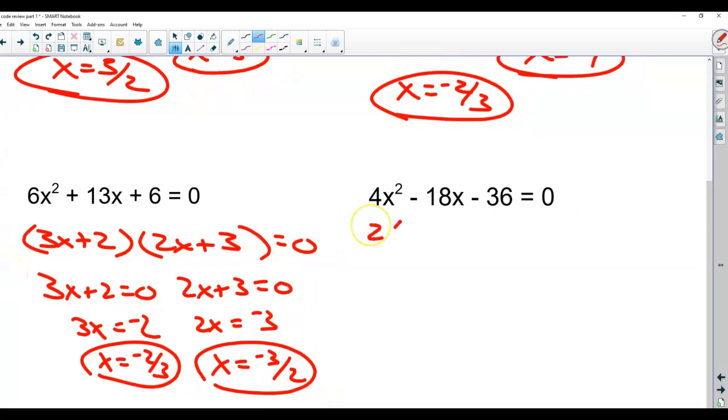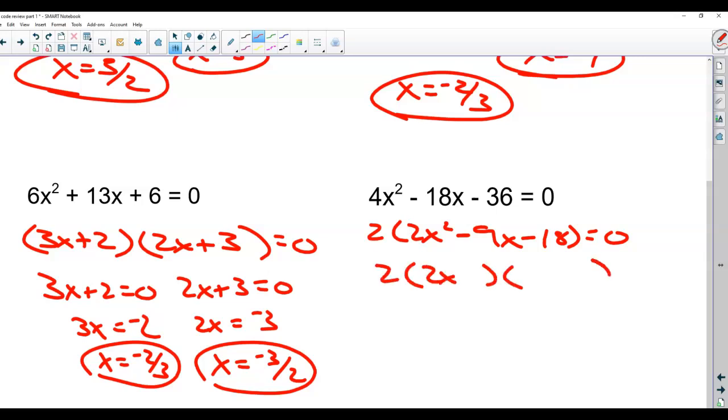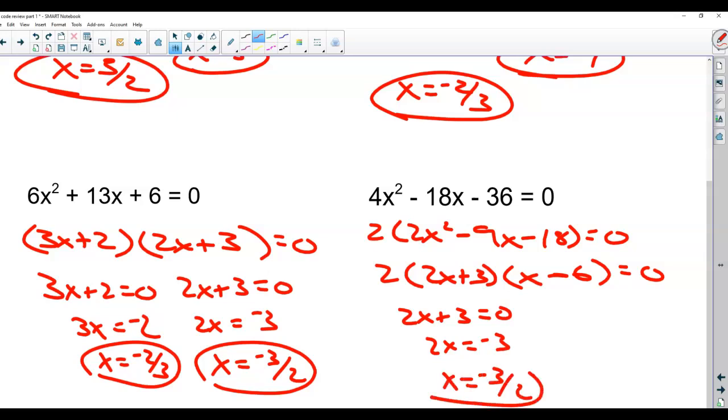You take a 2 out. 2x squared minus 9x minus 18. It's got to be 2x and x. And then my factors of 18, I'm going to go with 6 and 3. Add 3, subtract 6. 2x plus 3 equals 0. 2x equals negative 3. x equals negative 3/2. x minus 6 equals 0. x equals 6.